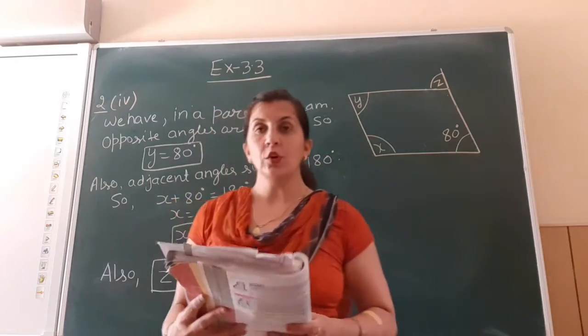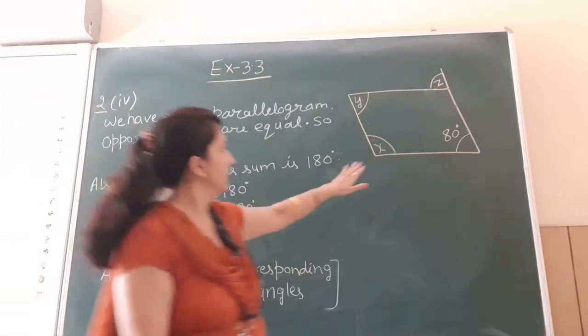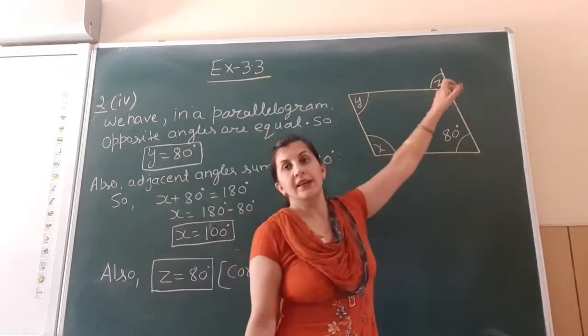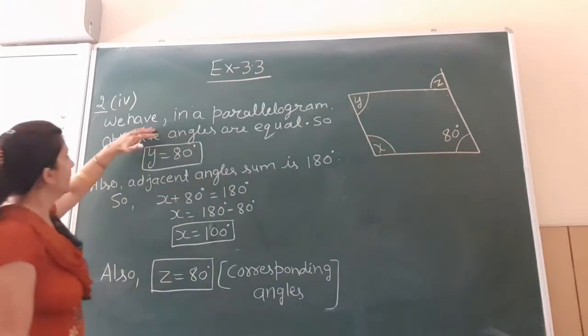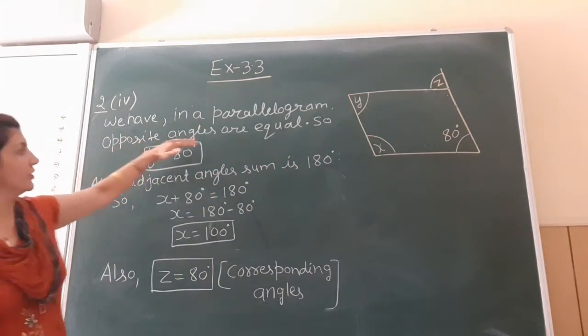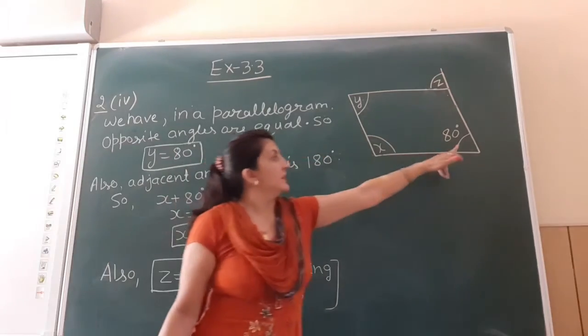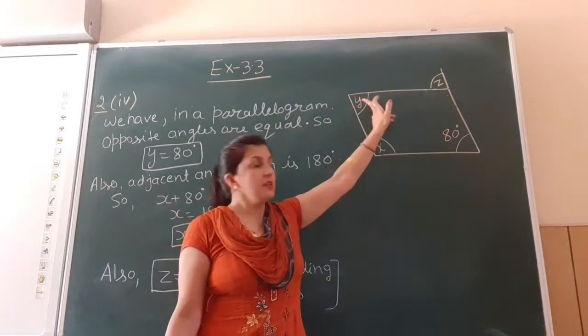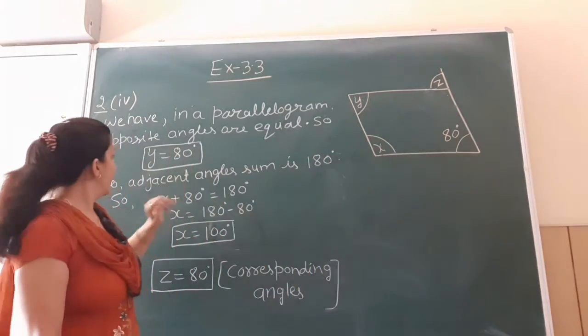Now the fourth part is given. The figure is this. We have to find out x, y and z. This is a parallelogram. In a parallelogram, opposite angles are equal. This angle is also opposite to this, so angle y is equal to 80 degrees.